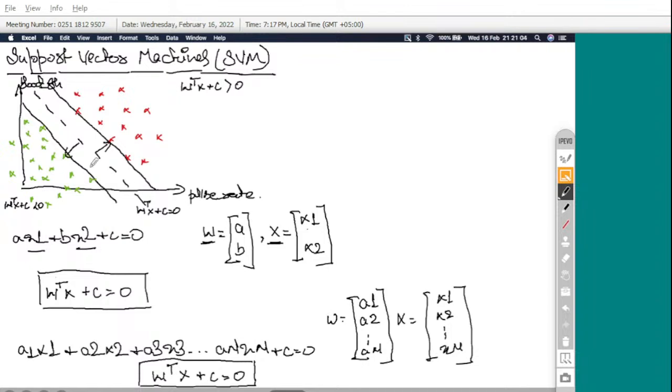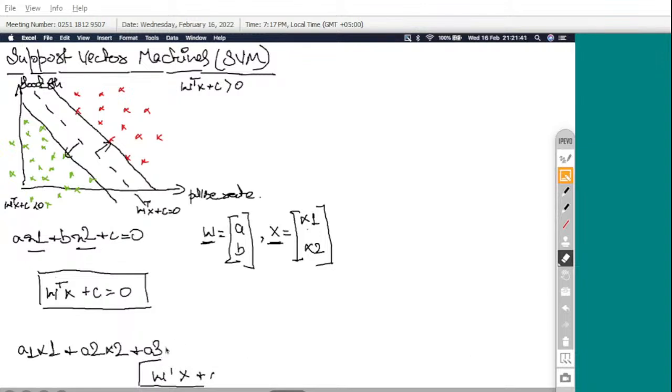Right. Okay. Now we understood this is the equation of a best fit hyperplane, W transpose X plus C equals to 0. On one side it's greater than 0, on the other side it's going to be less than 0. Clear, everyone? Clear till here? Okay, now I can erase this multidimensional one.